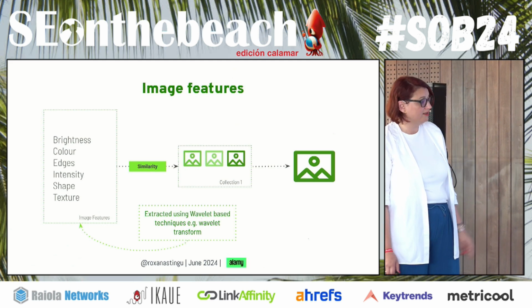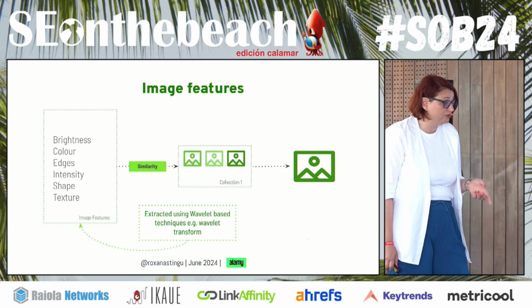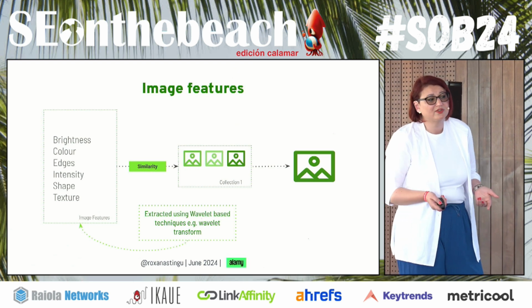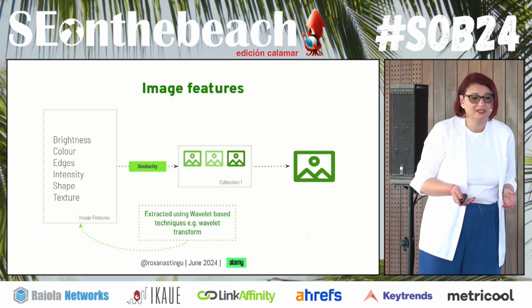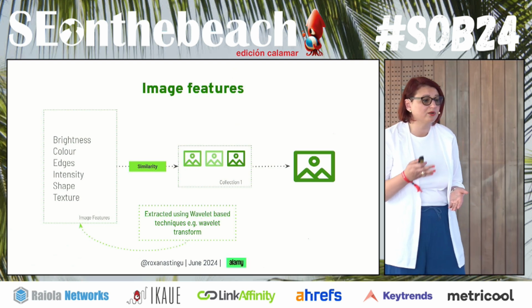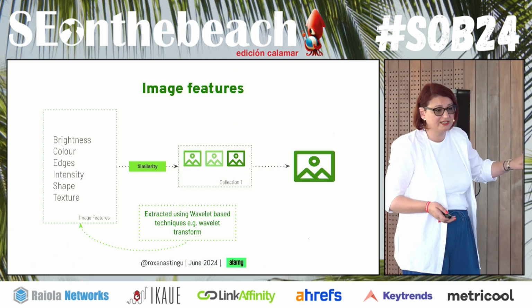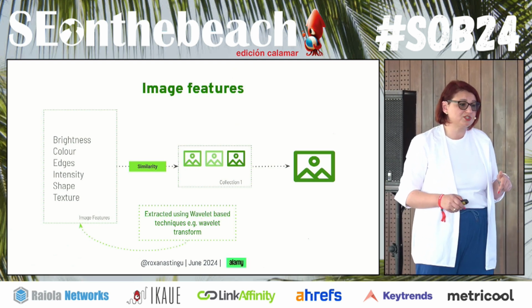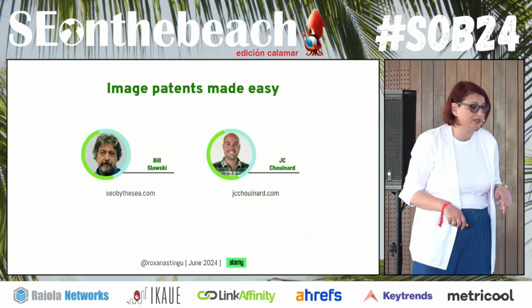In order to get these features, Google used to use something called a wavelet technique. It's like the grandpa of AI, right? Something that doesn't take a lot of processing power, but the results are really not that intense either. Now, this was a long time ago. They haven't really published any newer patents to explain what they used.